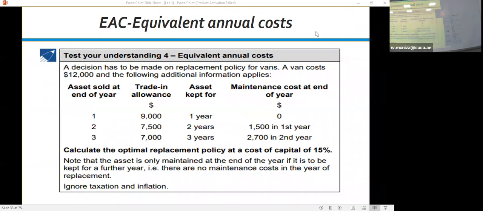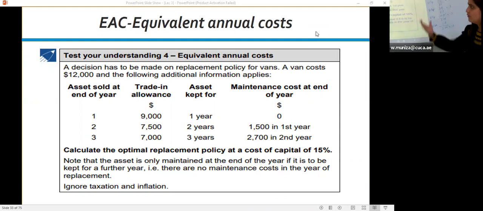Okay, now students, we have understanding number 4. Again, to calculate the optimal replacement policy at the cost of capital of 15%. Students, the same type of question is there. I just want to request you people to do it by yourself. Now over here we have 3 replacement strategies, year 1, year 2, year 3. So 3 cases, right?